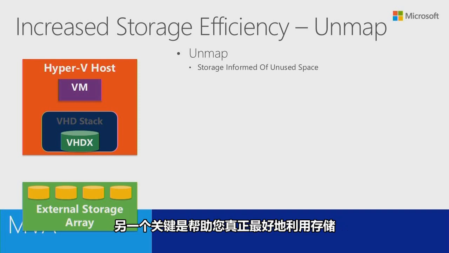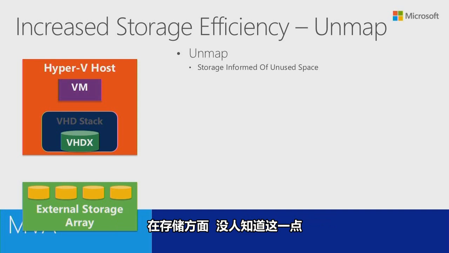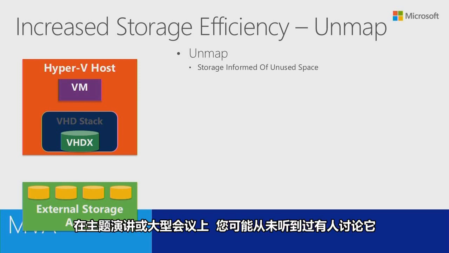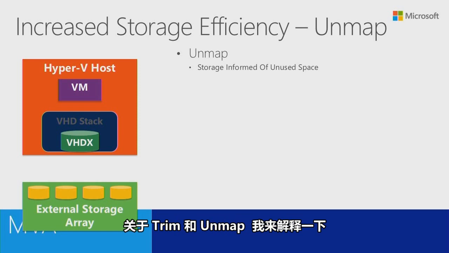Another key thing is helping you really take best advantage of your storage. This is probably one of the biggest hidden gems in Server 2012 when it comes to storage that nobody knows about. And I say hidden because honestly it's down there when it comes to low-level features. You've probably never seen us talk about this in a keynote or in a large venue. This is actually a killer feature: trim and unmap. So let me explain this.